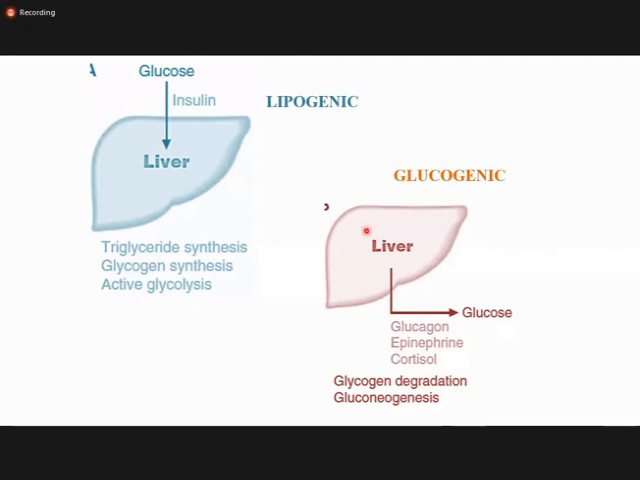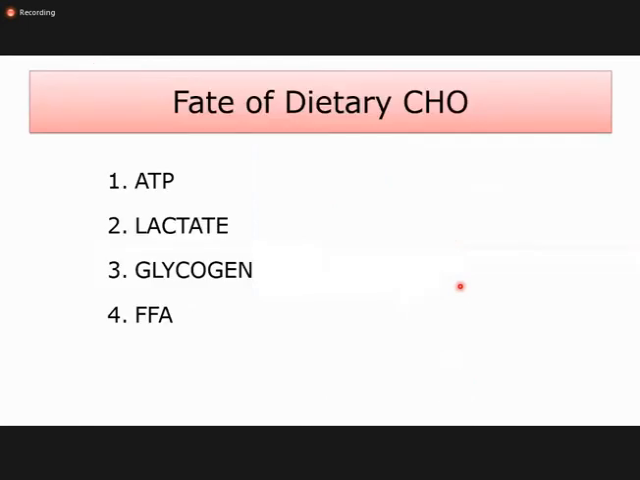So there are two states of liver. It can become lipogenic and it can become glucogenic. In this way, the liver can maintain the blood glucose concentration. It is a glucostat of our body, and it plays an important role in maintaining the blood glucose concentration.